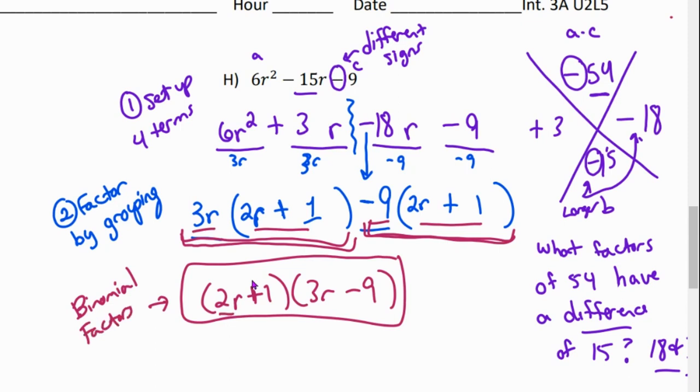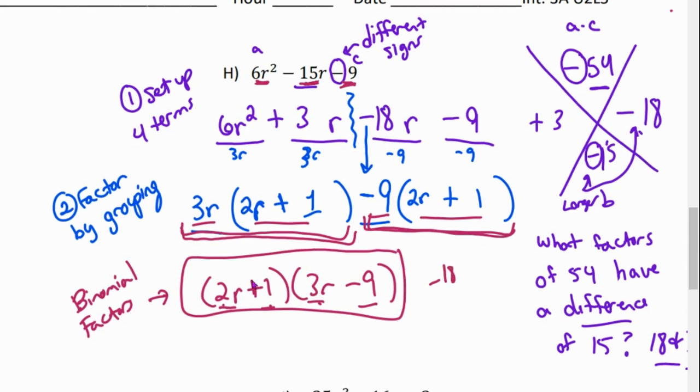So if I were to take the first terms and multiply them together, I should get the first term in my original trinomial, which I do. 2r times 3r is 6r squared. The last terms should multiply together to equal the last term. 1 times negative 9 is negative 9. Checks out. The middle term comes from your outside and inside. So on the outside, we've got negative 18r. The inside, we've got positive 3r. Together, we get negative 15r, which is exactly what we had in the middle. So it checks out. We know we have the correct binomial factors.